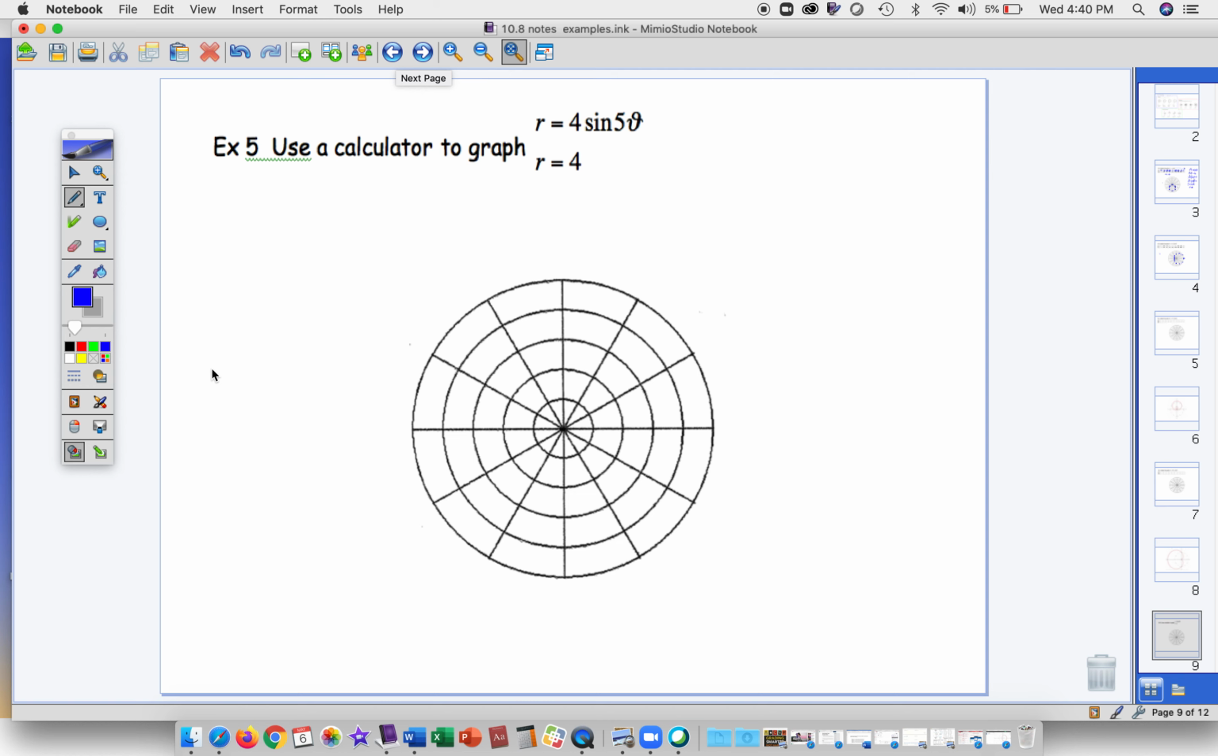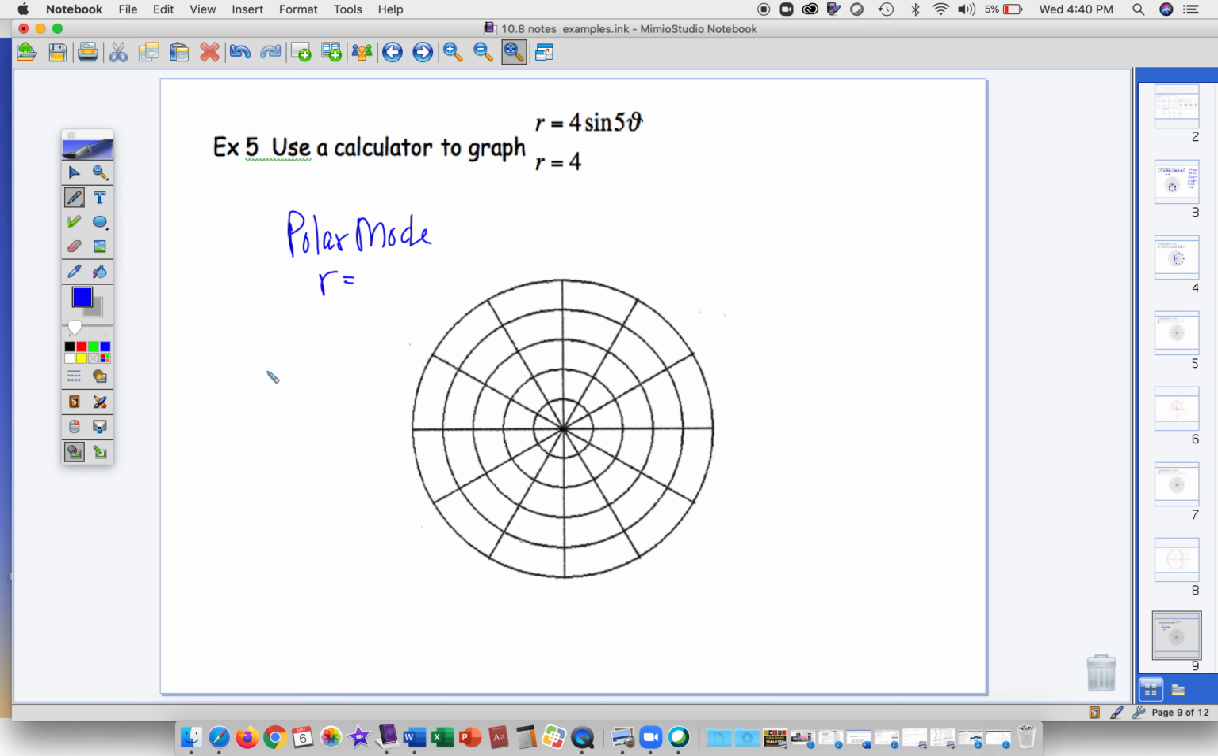I've got one more for you. This one you can try on your calculator. So if you haven't changed your calculator's mode yet, you want to change it to polar mode. And that's the same spot as when you changed it to parametric. So change your mode. Make sure you're in radian measure to match your window. Then when you go to your y equals button, it should say r equals.